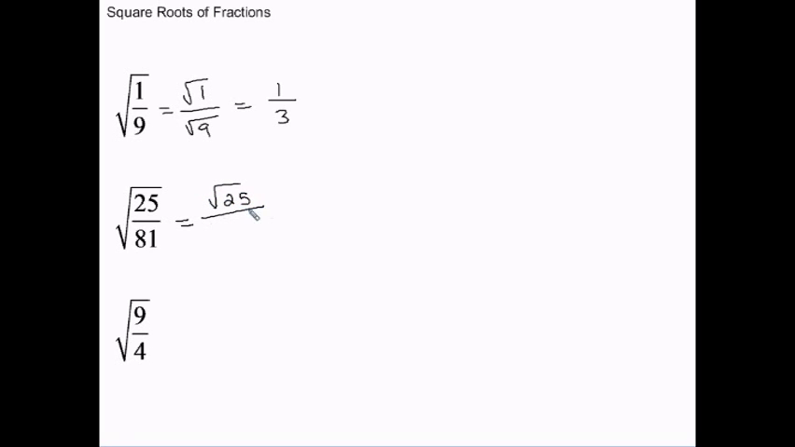Square root of 25 over the square root of 81. Square root of 25 is 5. Square root of 81 is 9. Square root of 9 over the square root of 4. Square root of 9 is 3. Square root of 4 is 2. So you just look at each individually and take the square roots of them. Don't let the fact that it's a fraction trip you up.